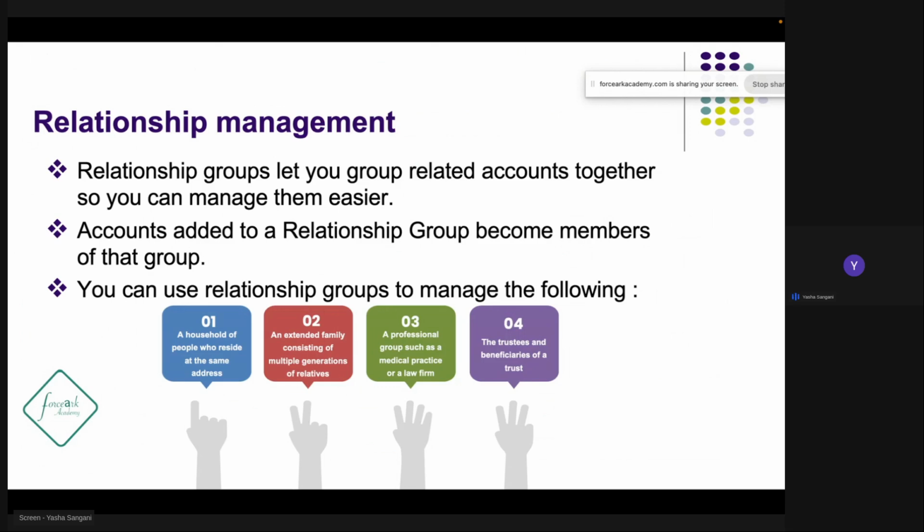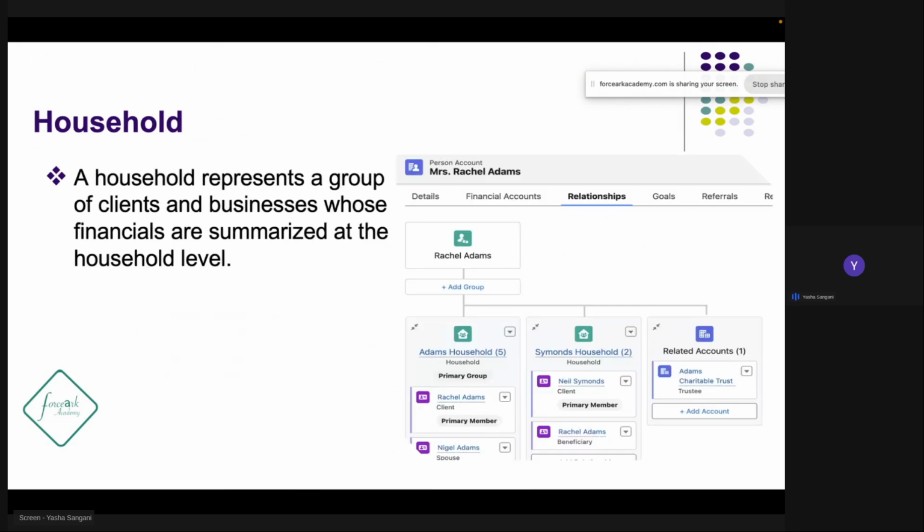Or we can say the trustee and beneficiaries of a trust can also form such a relationship group, and we can maintain the financial relationship between the members, and we can manage it with the help of the relationship management object. Here, the household is such a type of relationship group, and it represents a group of clients and businesses whose financials are summarized at the household level.